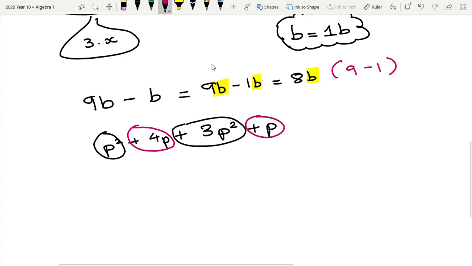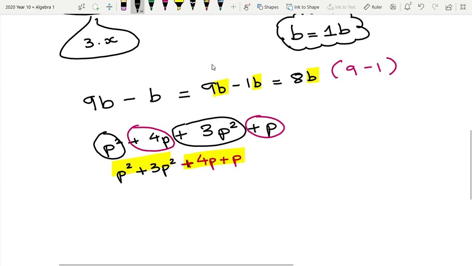So the next step is to put them together. So p squared. We're going to rearrange. We're going to put things that look the same together. And then plus, remember this plus here belongs to 4p. We just put plus 4p plus p. Here you go. All right, now you do them in groups. So p squared plus 3p squared and 4p plus p.